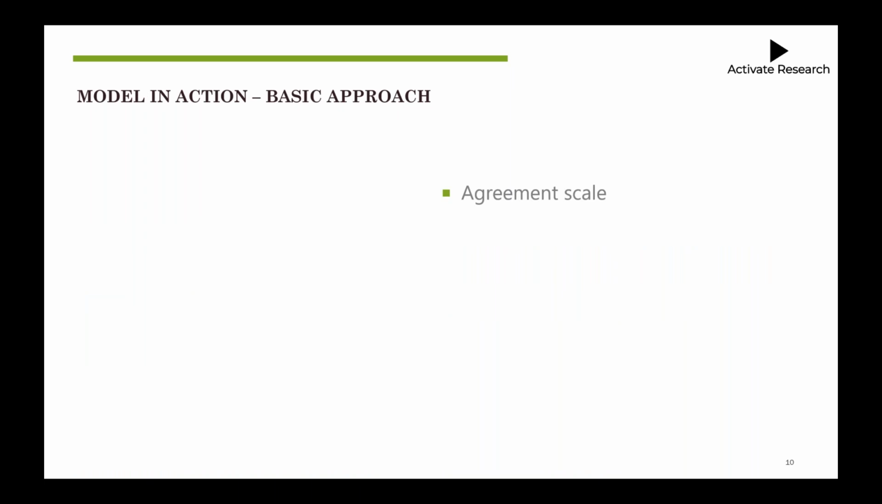But how do we actually go about applying this model in practice? In each of the 3 chapters I'm going to talk through today, I'm going to present a basic approach, and then a more advanced approach. If we start with the basic approach, the most basic way we can apply this model is by inserting an agreement scale question in a typical quantitative questionnaire.